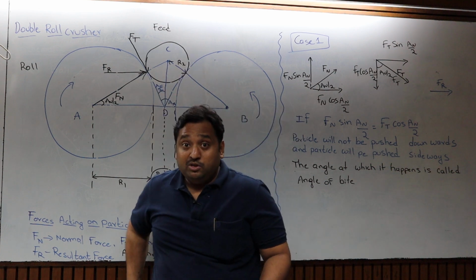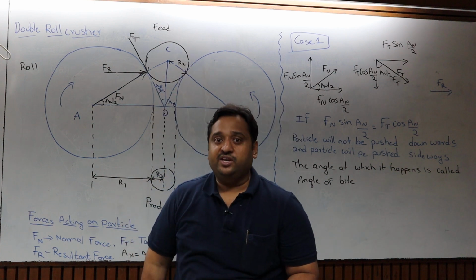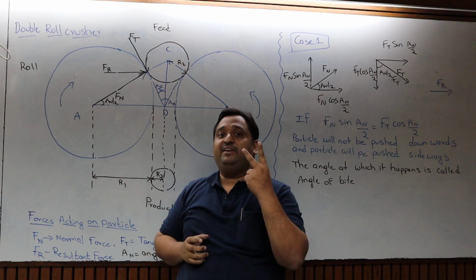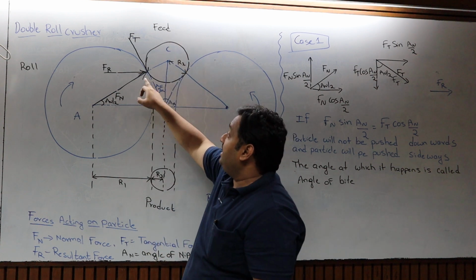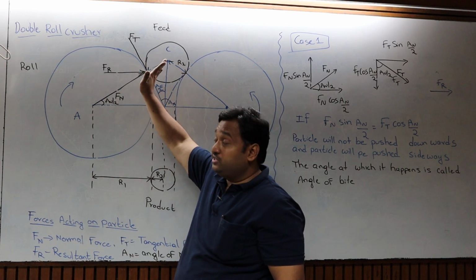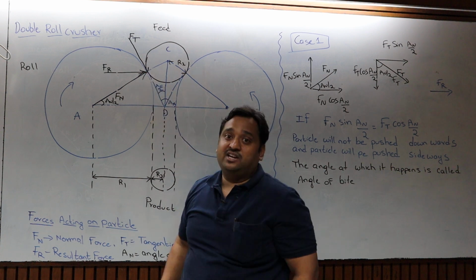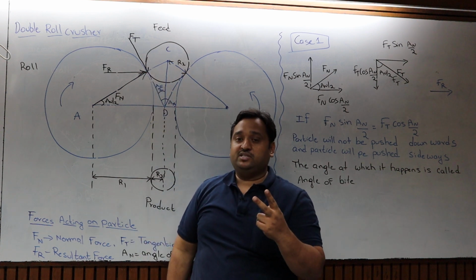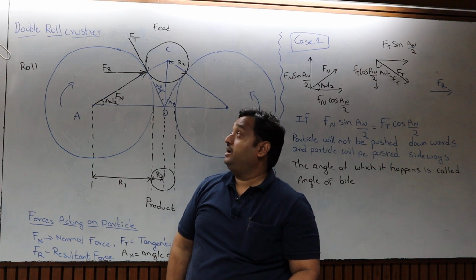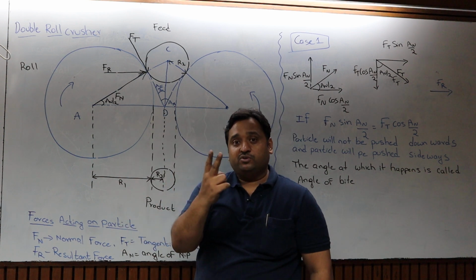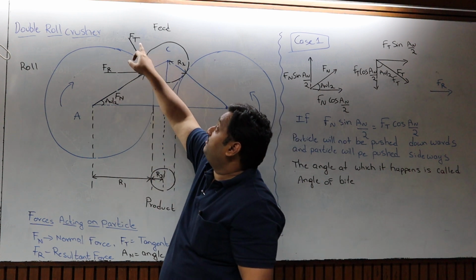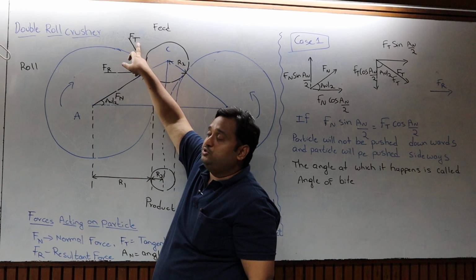We also have to do a force balance here. The moment you keep the particle here, the particle will feel two forces at the point of contact. One is the normal force, another one is the tangential force. These arise because of gravity or the weight of the particle. One is the normal force, Fn, and the second one is the tangential force, Ft.